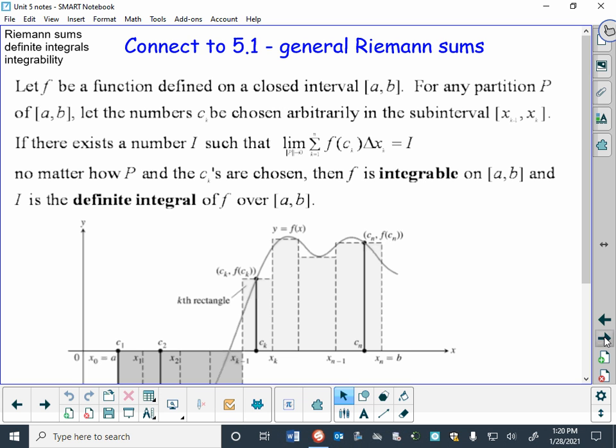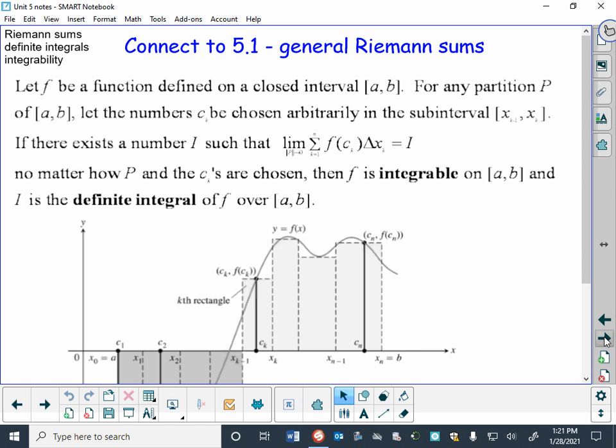The definition here: we'll let f be any function defined on a closed interval from a to b, for any partition P of that closed interval. Let the numbers c sub k be chosen arbitrarily in the subinterval from x sub k minus 1 to x sub k. So we've got some function on a to b. We're good with that. What is a partition? A partition of a, b is a way of breaking the interval from a to b up into subintervals.